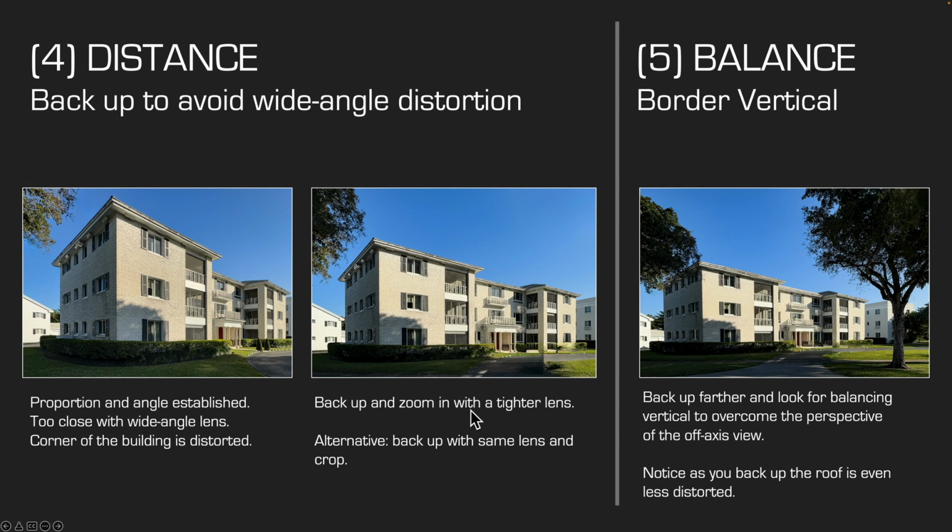Or if you don't have a tighter lens, you can back up and then know that you're going to crop out the extra information that you really don't want. And then for number 5, the balance. If you can possibly back up even further, you can include a full height vertical to balance this perspective. And notice as you back up, the roof is even less distorted.